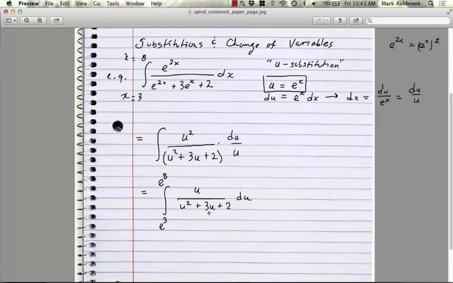Undoing the chain rule? Undoing the product rule? What is it? Partial fractions, right? This is partial fractions. Only if this can be factored. Can this be factored? Into u plus 1 and u plus 2.